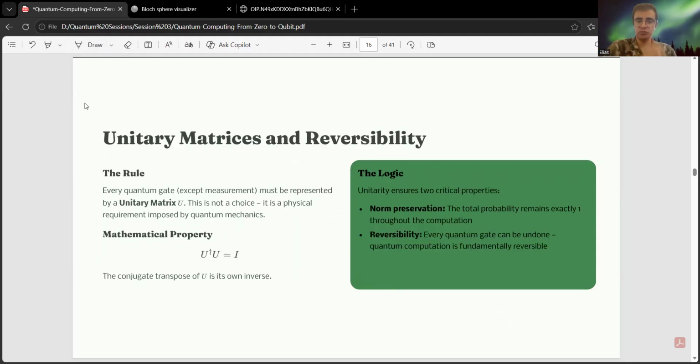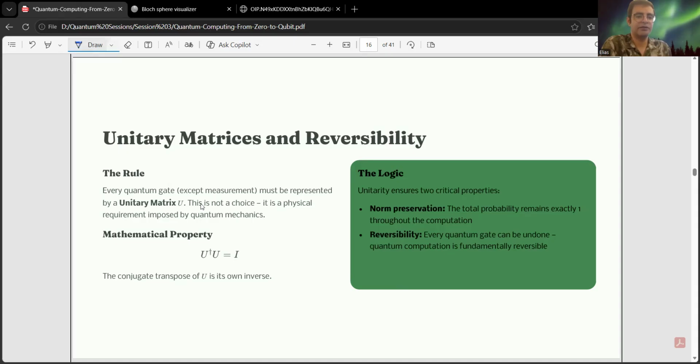And the unitary matrix is also very important. Unlike the classical computer, every quantum gate must be represented by a unitary matrix, U. This is not a choice. This is a physical requirement imposed by quantum mechanics. And there are also mathematical properties. If you multiply the transpose of the unitary matrix by itself, it gives us the identity matrix. And we have norm preservation, and also it is reversible. So when I say it's a unitary matrix, it means that it is reversible.